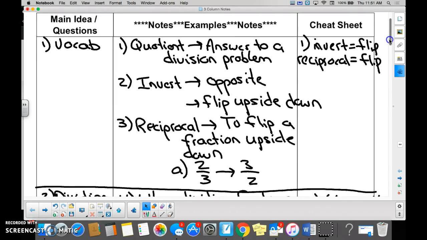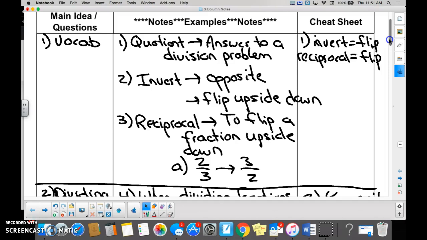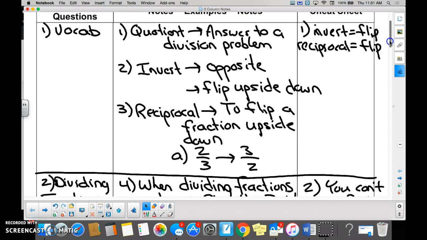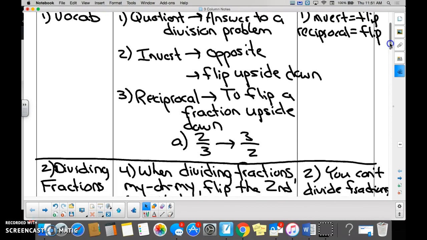Vocab is important today. You need to know invert means to flip upside down. You need to know reciprocal is the same thing. Flip upside down, we gave you an example of 2/3 being flipped upside down to 3/2.